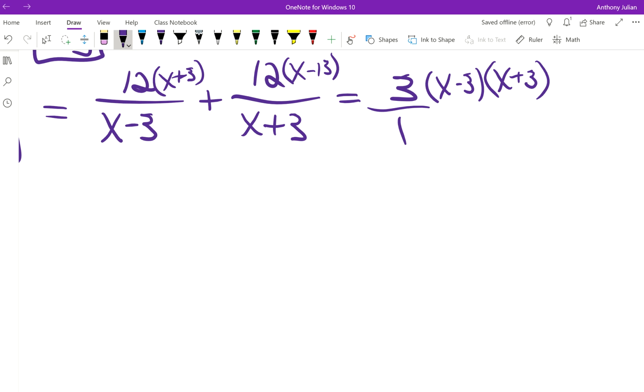So now I've got 12x plus 36 plus 12x minus 36. This looks like a 13, but it's a 3.